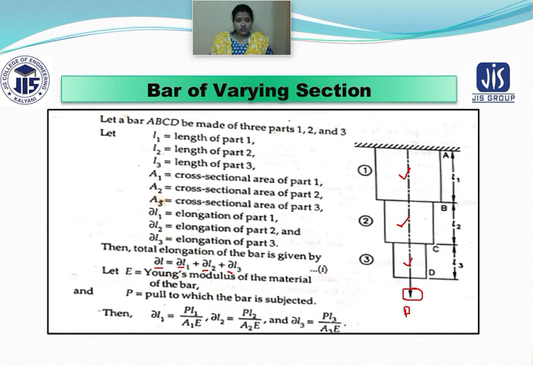So your area will be increased, but your length will be decreased because it is getting compressed. So if your length is 100 millimeter and you are applying a compressive load, it can be reduced to 98 millimeter, or it can be reduced to 96 millimeter. That means your change in length will be 2 millimeter or 4 millimeter.